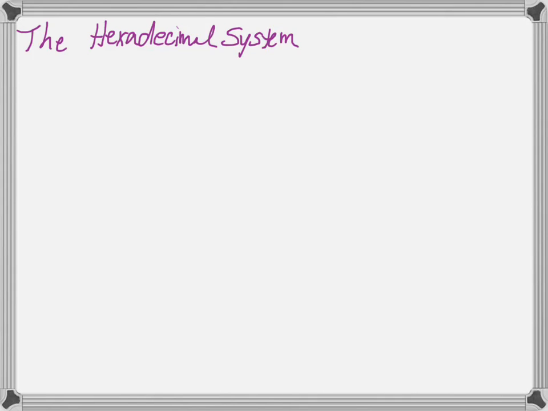This one is a little more complicated for people though, because if you look at this, hexadecimal, what do you think the base is? Well, hexa is 6, decimal we already know is 10. So the base in this system is actually 16. So we're going to have 16 to various powers.